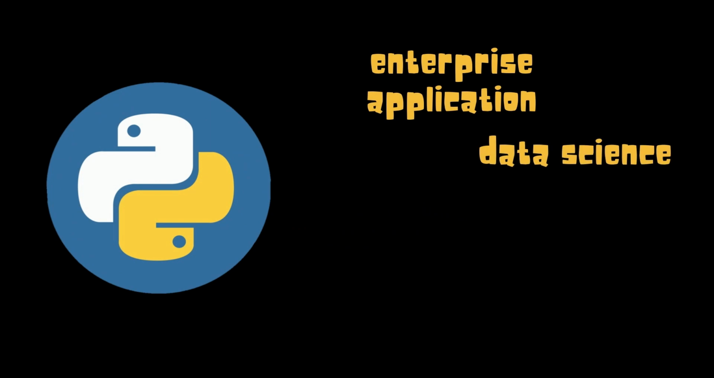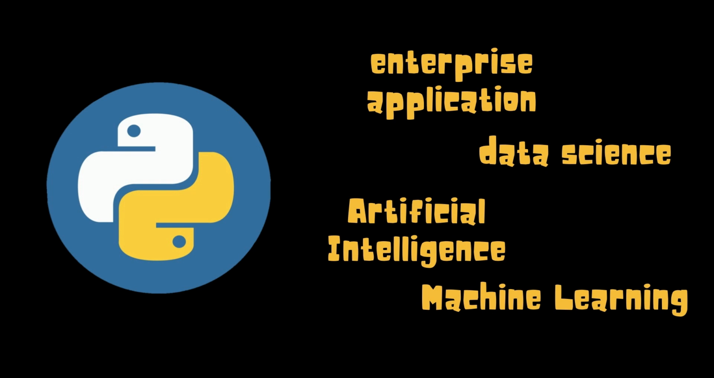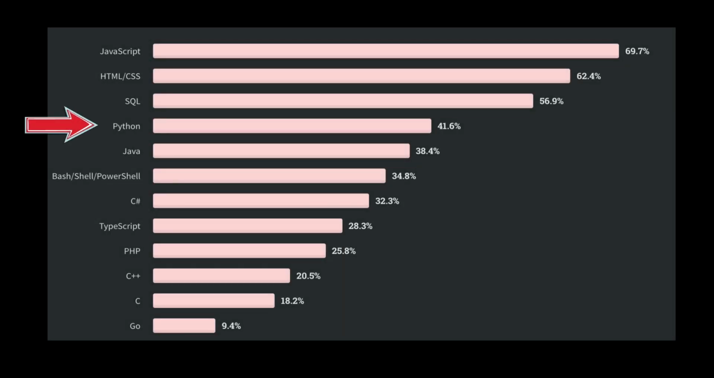Python is second on my list, but it is not less than JavaScript in any sense. Today, Python is used for enterprise applications, data science, artificial intelligence, machine learning, and whatnot. Out of all, Python is the easiest to use in terms of code readability and syntax. On the most popular ranking, Python comes after JavaScript.